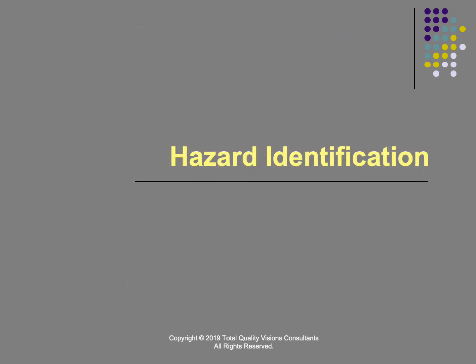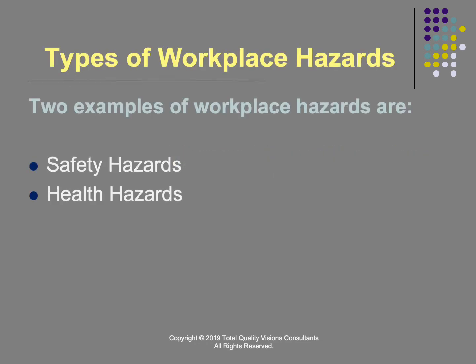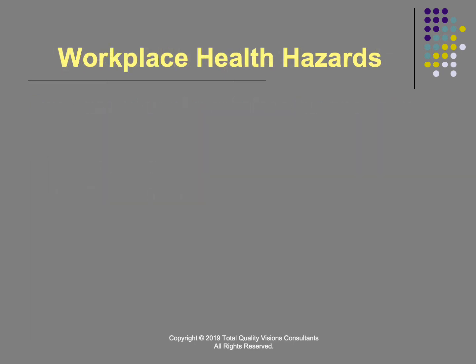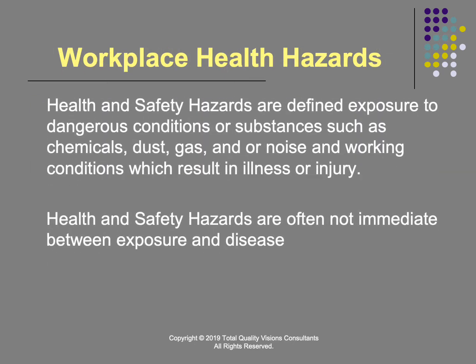Hazard identification. Two examples of workplace hazards are safety hazards and health hazards. Defining hazards in the workplace. Health safety hazards are defined as, but are not limited to, exposure to dangerous conditions or substances such as chemicals, dust, gas, and/or noise, working conditions which result in illness or injury, and often not immediate between exposure and disease.